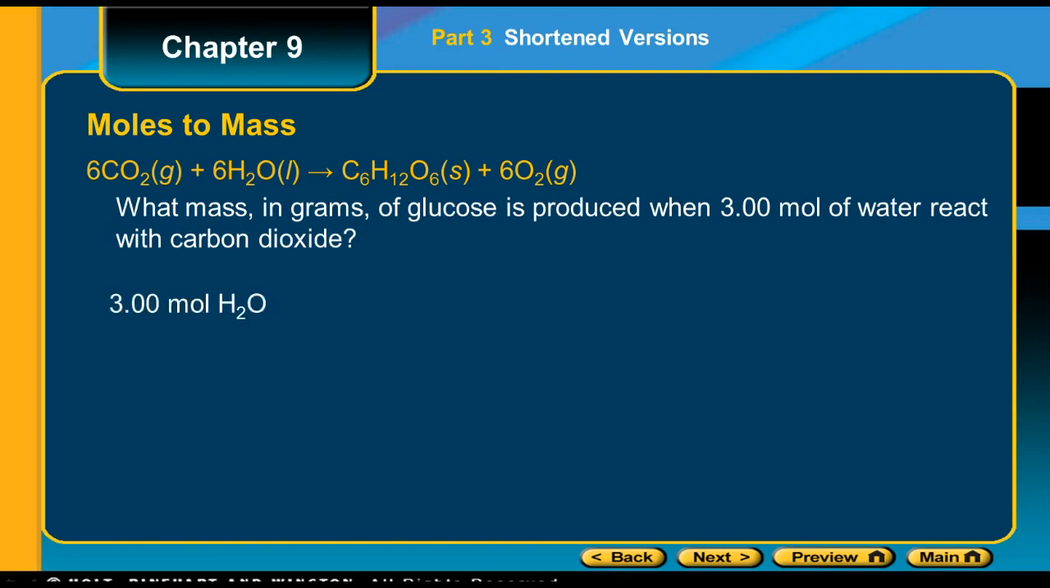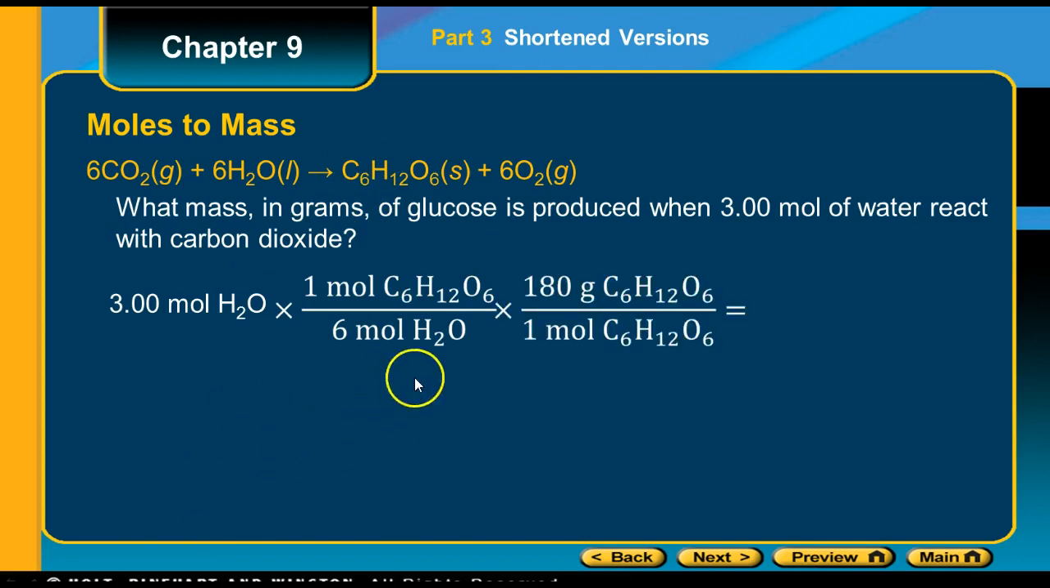So we have 3 moles of H2O. We can now use the mole ratio and go straight to moles of our other substance, glucose. So let's put moles of H2O on the bottom, and moles of glucose on the top. You can see that you have 6 moles of H2O and 1 mole of glucose, and that is your mole ratio. And then you're going to change from moles of glucose into grams using the molar mass.